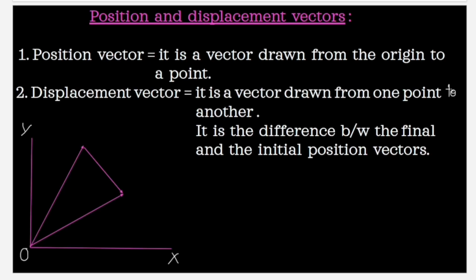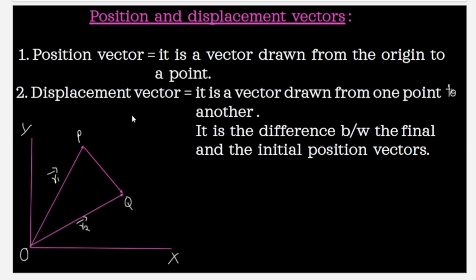Next we have position and displacement vectors. A position vector is a vector drawn from the origin to a point. For example, from the origin to a point say P with distance r1 vector. Same thing goes here from the origin to a point say Q with distance r2 vector.